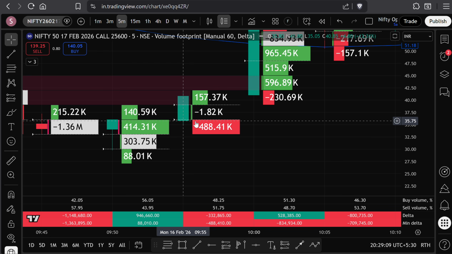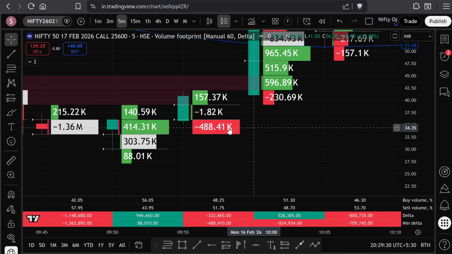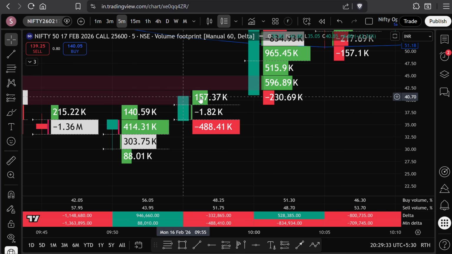Okay, see the magic here. The people thought that, as options are very famous for sellers, 488k contracts they sold, and when they came to know that it is not going down further, as it went up, 1.82 contracts they sold, maybe for averaging purposes. And then what happened at last? 157 contracts closed. So sellers' domination decreased and buyers entered. If you combine both candles, what is it telling? Yes, you can buy it.